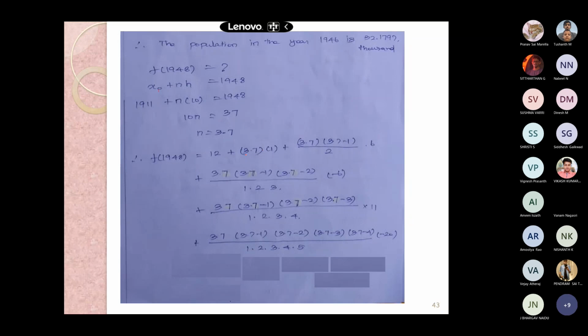That is 12 plus 3.7 into delta y, the first difference, and this is the second difference, third difference, fourth difference, and fifth difference. In order to know these values, the difference table is essential. So you try to calculate the difference table first and continue the problem.